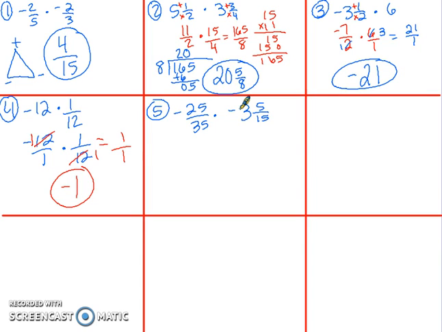Okay? I'm going to convert the mixed number into an improper fraction. 15 times 3 is 45. 45 plus 5 is 50. I'm going to look to see if anything will simplify. 25 and 35 will both simplify by 5. So 25 divided by 5 is 5. 35 divided by 5 is 7. 50 and 15 will both simplify by 5. 50 divided by 5 is 10. 15 divided by 5 is 3.